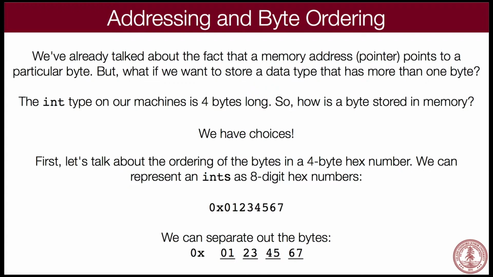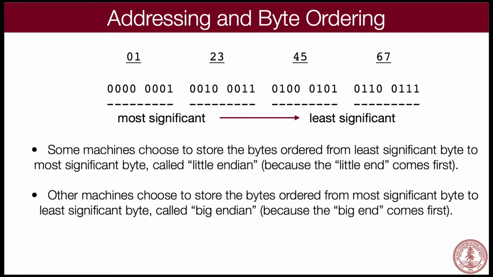It's interesting. We actually have choices for this. Take a look at this. If you look at a 4-byte hexadecimal number, okay? So if you look at this number like 0x01234567, that's a 4-byte hexadecimal number, right? We can separate out all those bytes. Here's the first byte, here's the second byte, here's the third byte, here's the fourth byte. If you're looking at how that's stored in memory, we actually have different ways of storing those. Okay? What we can do is we can either store the bytes in what we call big endian order or little endian order.